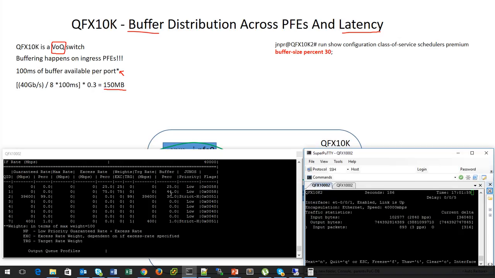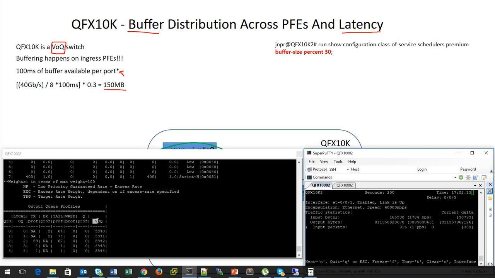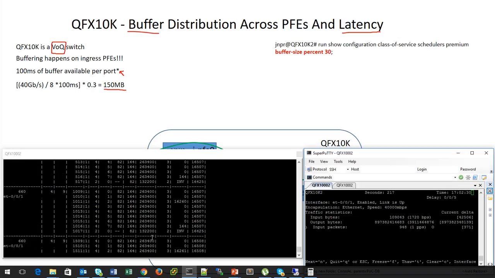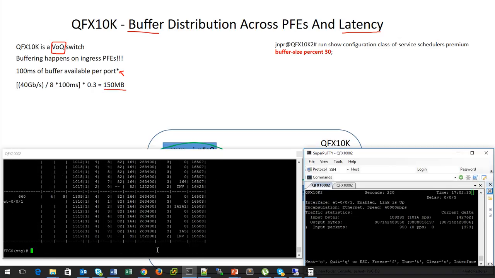The queue of interest here is this one with 30% of buffer percent. This is queue number 2. Other parameters of this queue are not important for my example. But what is important is this value. Each queue, in this case queue number 2, will have a particular virtual output queue number. That number is here. And we are now going to look for that number on the ingress packet forwarding engine and see what data the ingress packet forwarding engine is going to give us for this particular virtual output queue.